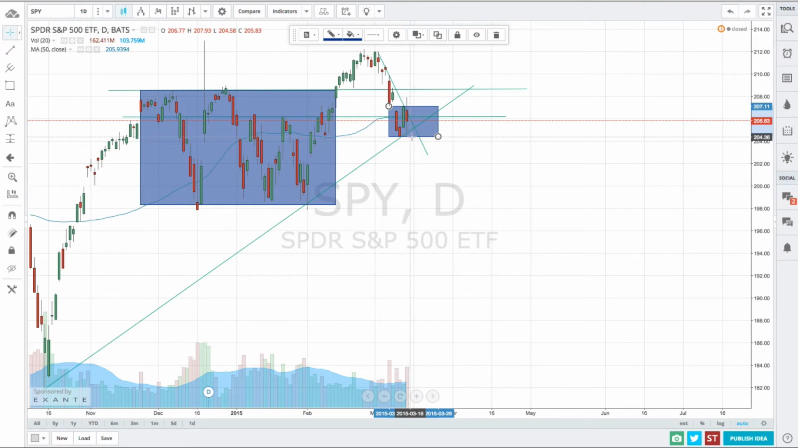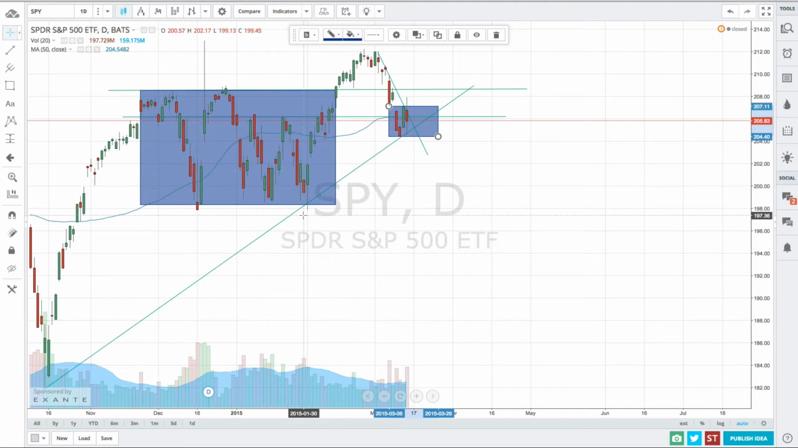If this bottom breaks, then I see no reason we don't test 198.8 or at least 200. That's just my opinion, but there's nothing really in the way of support. There's a lot of consolidation that we're going to have to chew through, but I don't see any reason it wouldn't at least go down and test this 200 area. And if we test that 200, I have a feeling it doesn't hold in the long run. But I've said before, and I'll say it again, I still think that 198.8 is the low for a significant amount of time.